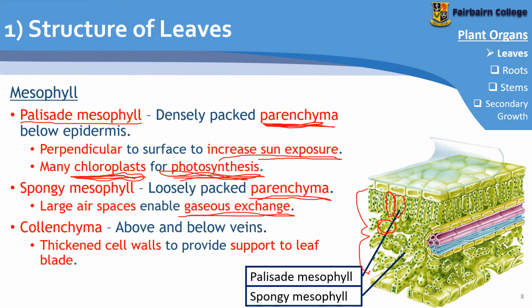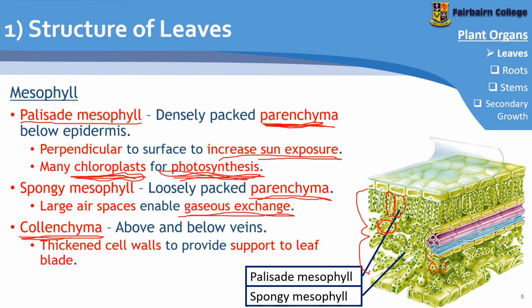And the last tissue found in the mesophyll is the collenchyma. So the collenchyma is not illustrated in this picture here, but is usually found right above the vein and between the vein and the upper and lower epidermis.